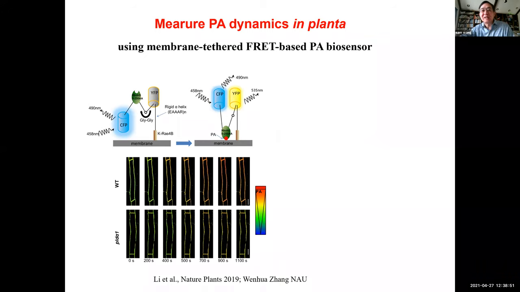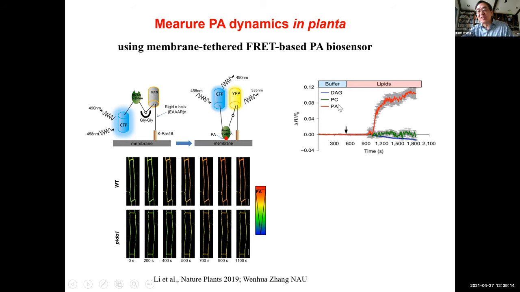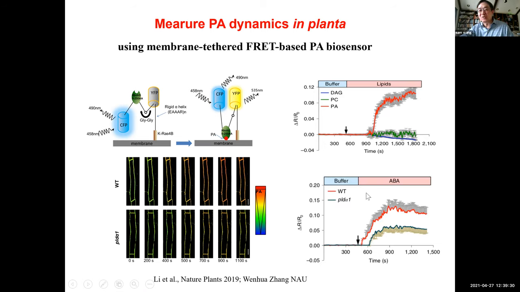So what we did here, in collaboration with Professor Zhang at Nanjing Agricultural University, was this: his lab made a PA probe, a FRET-based probe, which can be tethered to the plasma membrane. If you use different lipids, you see a nice response to the PA. In this case, you infuse the lipids into Arabidopsis, they are taken up, and it shows this response. We also knocked out a D-type phospholipase, which decreases PA production, and you see less response than wild type. So this is a plasma membrane-tethered PA sensor.